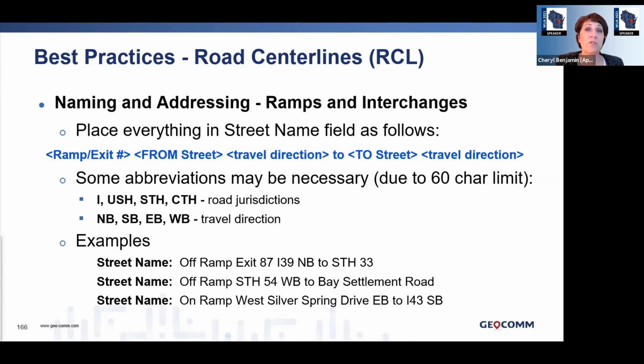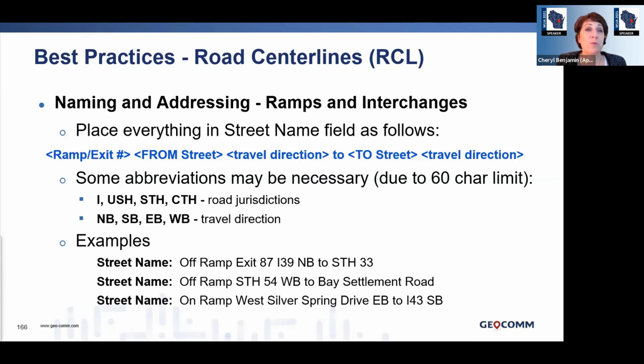The second example is you have an off-ramp on S54 westbound to Bay Settlement Road. And then those are off-ramps, but you could also have an on-ramp from a local road, West Silver Spring Drive, and it was a divided road, so you're traveling eastbound, and you're going to I-43 southbound.